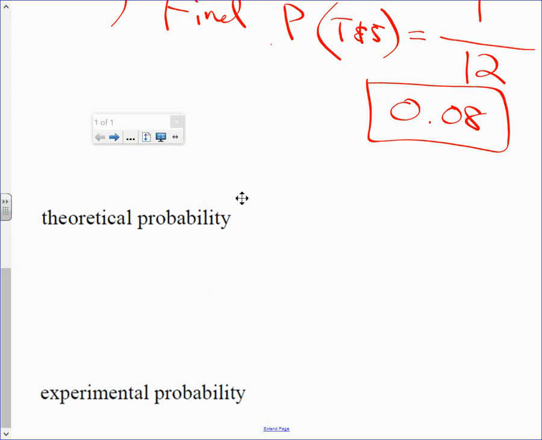Here we go. So theoretical probability. We're going to write this down now. So theoretical probability is number of favorable outcomes. We write it exactly like this, right? Number of favorable outcomes. It's a fraction.